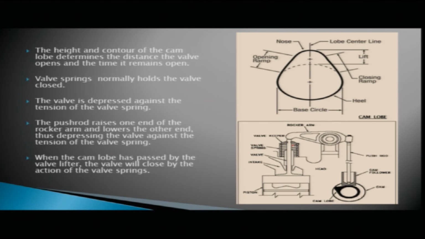The push rod raises one end of the rocker arm. Here you can see the push rod; when it is pushed, it will raise one end of the rocker arm, this side will go up and lower the other end. When this side goes up, this side will come down, thus depressing the valve against the tension of the valve spring.